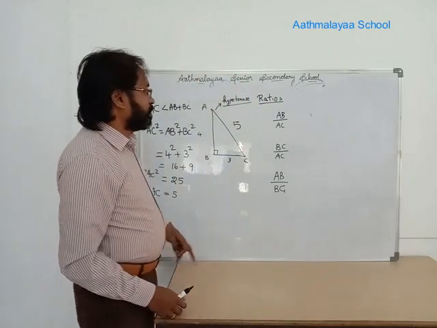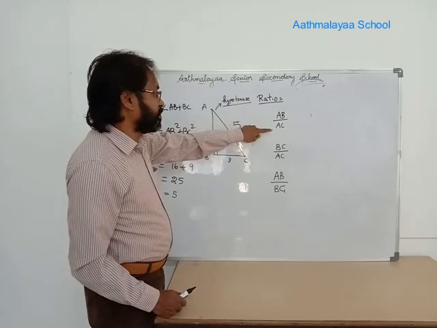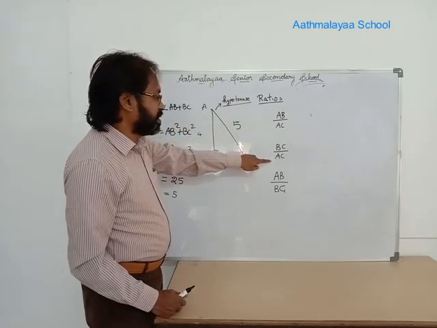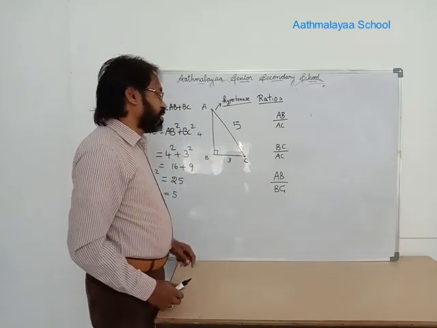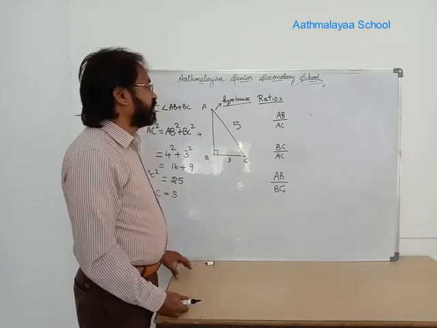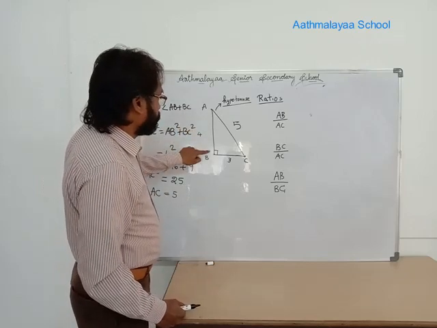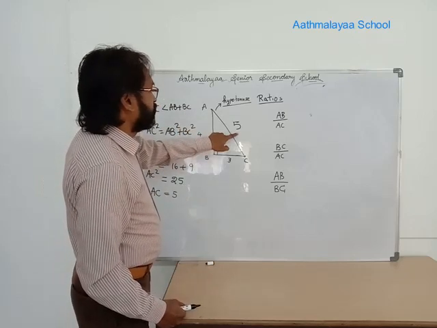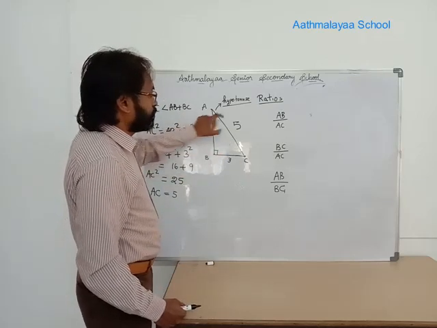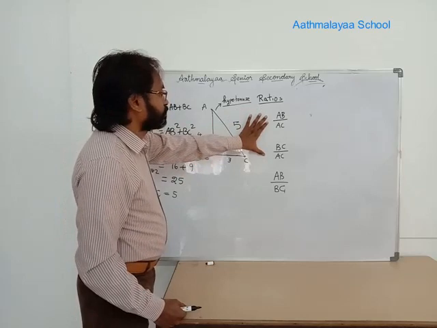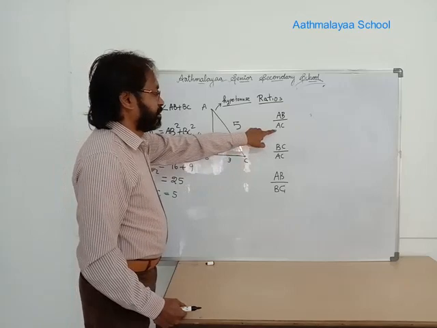Right. Now I have written three ratios of sides: AB by AC, BC by AC, and AB by BC. There are more ratios, but first we are only concentrating on these three. We will see what these are: AB by AC, and then the other one, BC by AC. These two have the same denominator, which is AC.